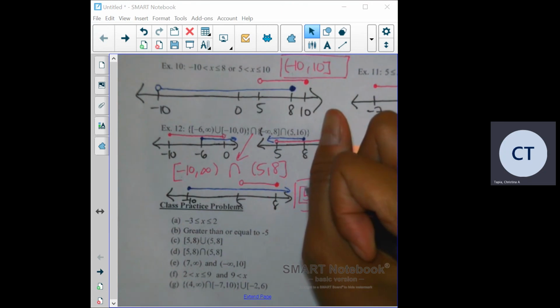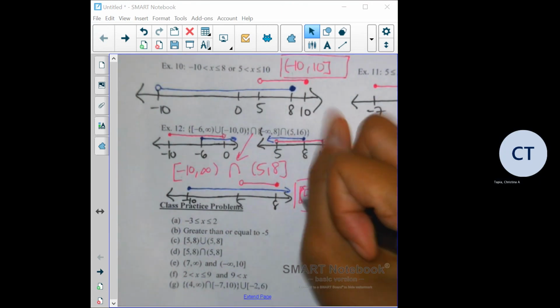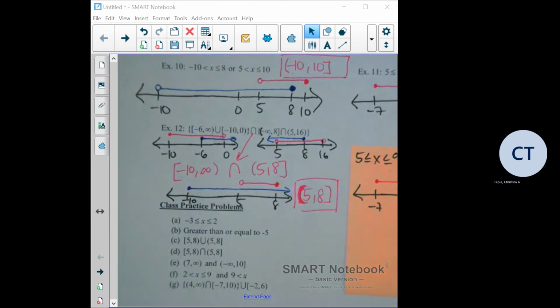No, the 5 should be a parentheses. Good catch. That's a parentheses. Thank you. Any other questions? All right, beautiful.